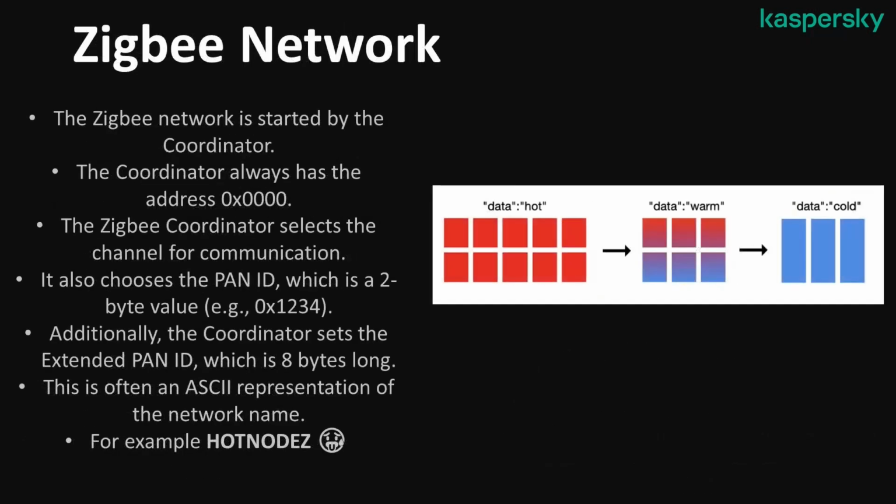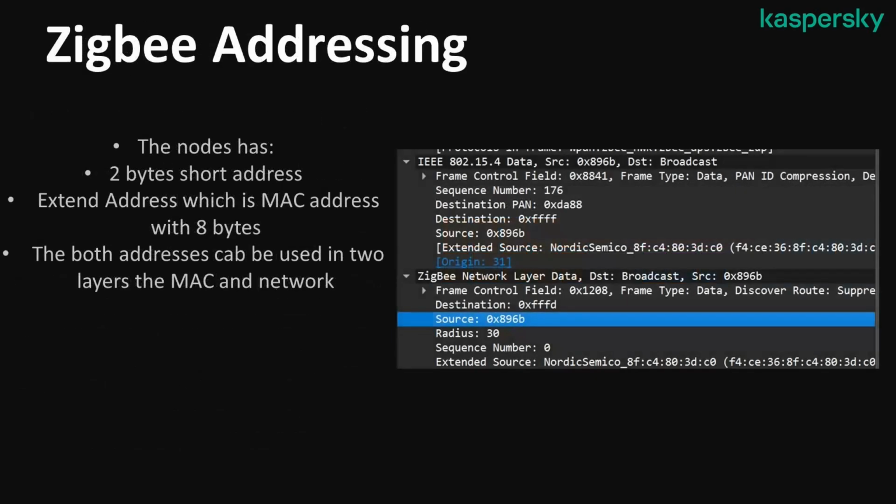Now, in ZigBee networks, as I said, the ZigBee coordinator, the brain of the network, starts the network, and it always has an address. We'll come to addresses later, like 4 zeros. It also selects the channel, because we said we have from 11 to 26. ZigBee, unlike Bluetooth, uses only one frequency for communication for all the nodes. So it chooses the channel. After that, it chooses a unique identifier with 2 bytes called the PAN ID, just a number for this network. It also chooses the extended PAN ID, which is an ASCII representation for the name of the network, just any name, like an SSID in Wi-Fi.